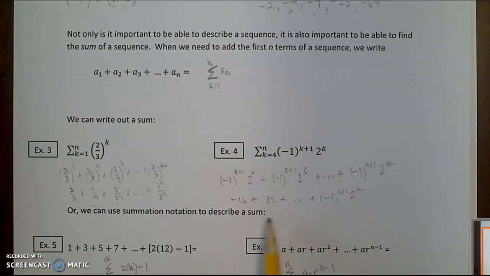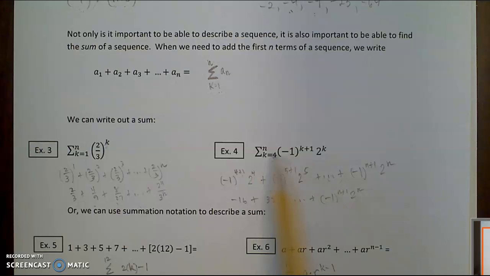Okay, so again, you can see this example. Again, we're just listing out the terms, right? This time we're going to start with the fourth term. Right, so we're not always starting with the first term. Here we're starting with the fourth term, so I'm going to plug 4 in for k. So I have -1 to the 4 plus 1 times 2 to the fourth power. So that's going to give us the fourth term, which when it's all said and done is -16.